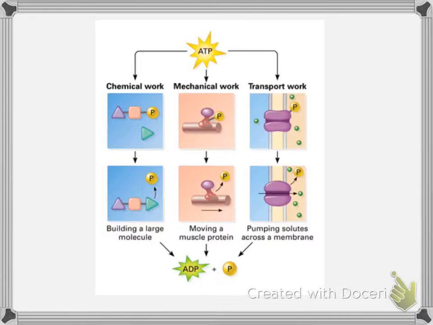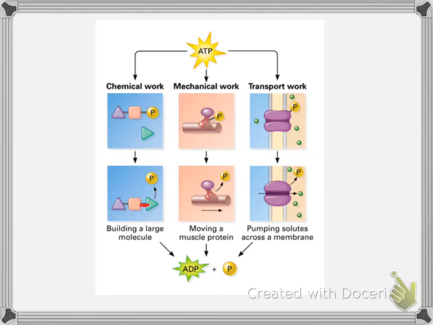If we look at what ATP does in a cell, it does the work of the cell. So it can do things like chemical work, where it can energize molecules to build a bond and make a larger molecule. It can do mechanical work. So think about moving muscle fibers, the actin and myosin fibers sliding past each other. What provides the energy for that mechanical work? Again, it's that phosphate, high energy phosphate bond.